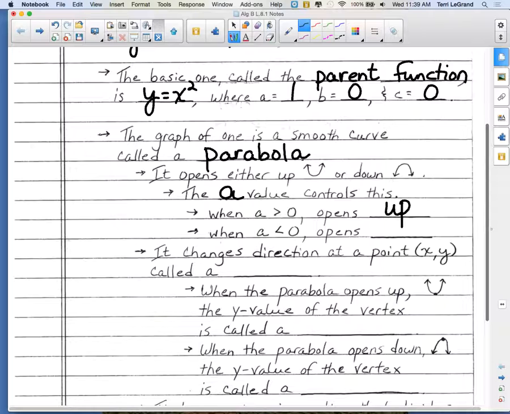So when A is less than 0, it's going to open down. This is going to be something we want to remember. When A is greater than 0, when you have a positive value, your parabola should be opening up. Because you're going to graph these. And you better have a graph that matches what the equation says. So when you have a positive A value, your parabola better open up. When you have a negative A value, your parabola better open down. Will it ever turn sideways? No, not what we're going to do. Okay, that's a different thing.